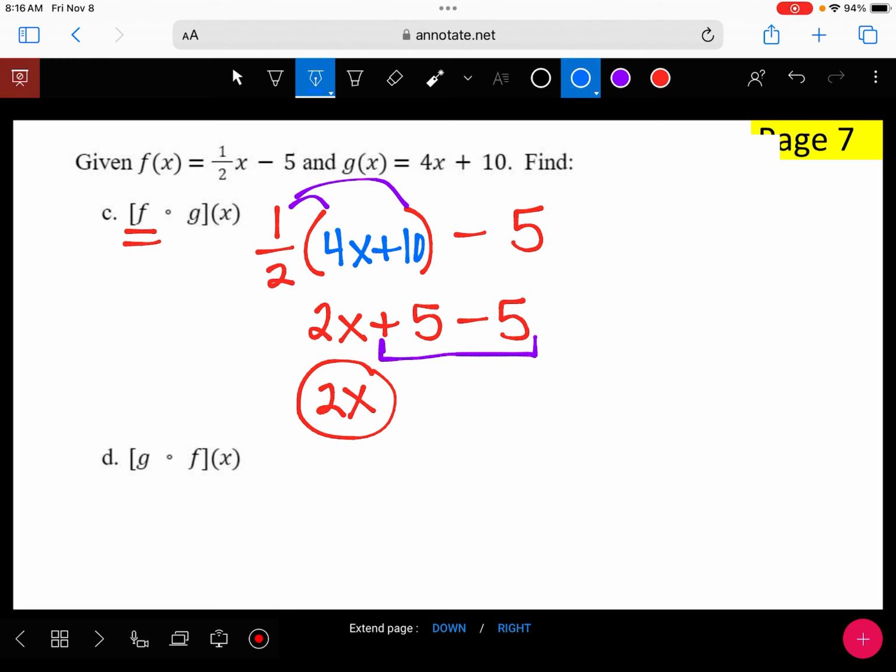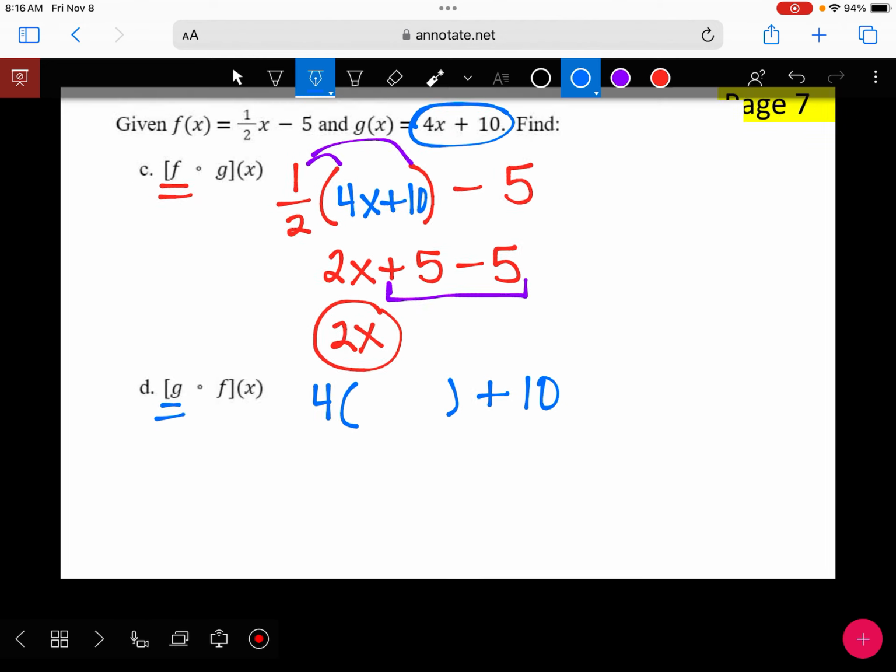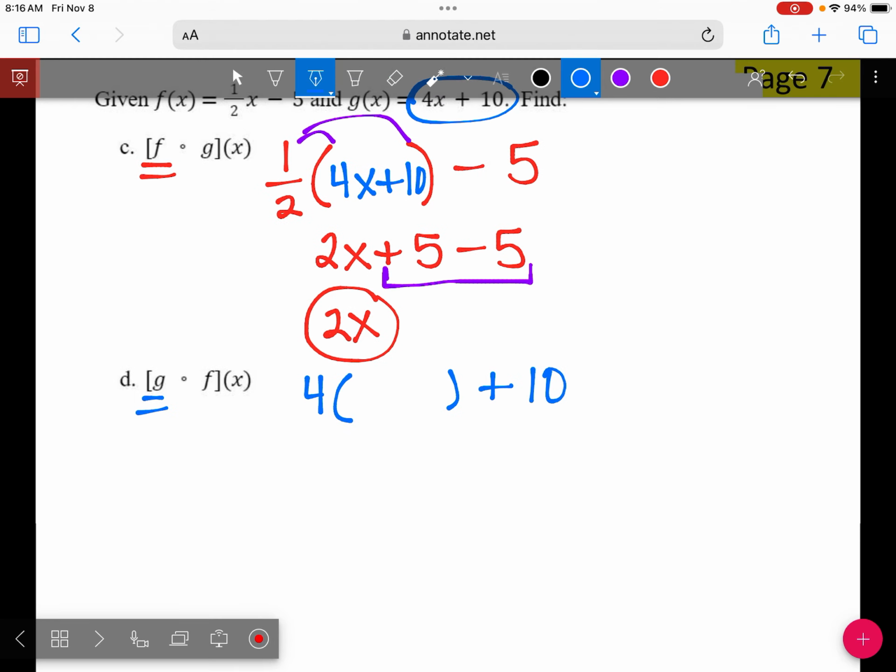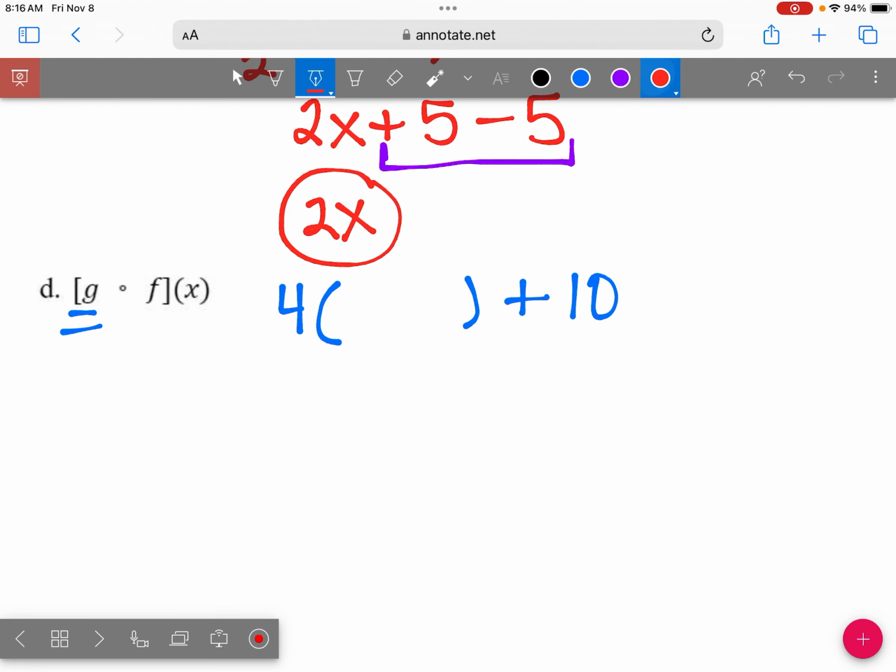So now we're going to go the other way. We have our g function. I'm going to rewrite this function now and put a parentheses where there is an x. So that would be 4 parentheses plus 10. And then inside of the parentheses, you have 1/2 x minus 5.